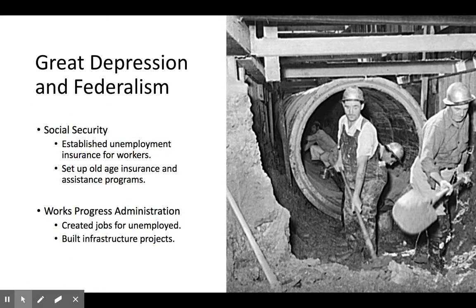A couple of these programs are Social Security and the Works Progress Administration. Social Security established unemployment insurance for workers and set up old age insurance and assistance programs. The Works Progress Administration created jobs for the unemployed and built infrastructure projects. So states are appealing to the national government for help. The national government responds, and it is going to expand its power and authority.